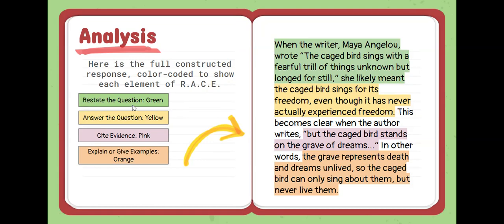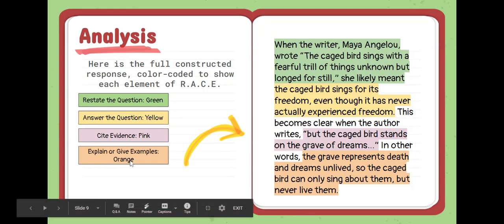So restating the question will be green. I chose a lighter color so it would stand out better. Try to avoid the dark colors or I won't be able to read them. Answer your question, highlight it in yellow. Citing evidence, highlighted in pink. And then explain or give examples, highlighted in orange.